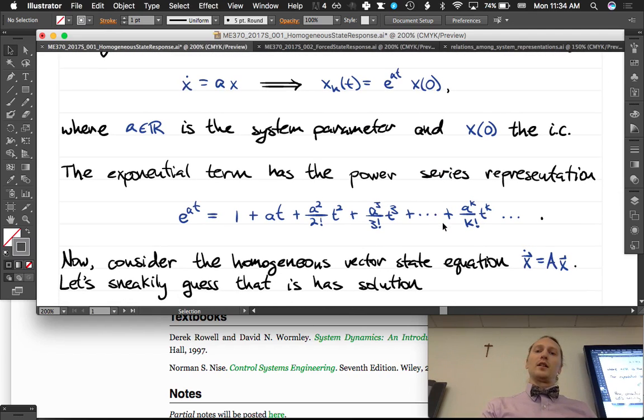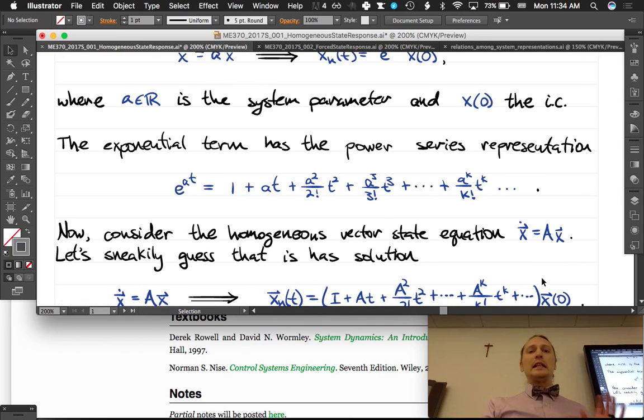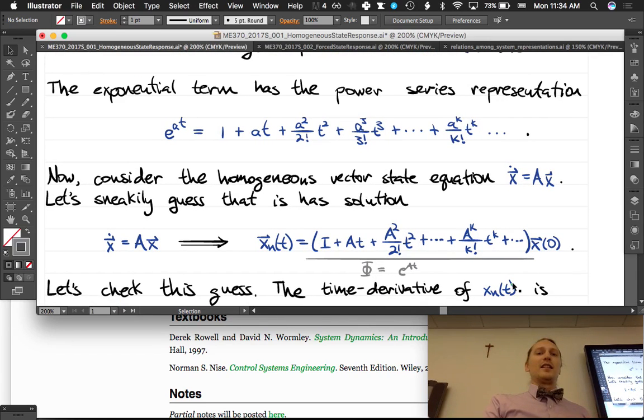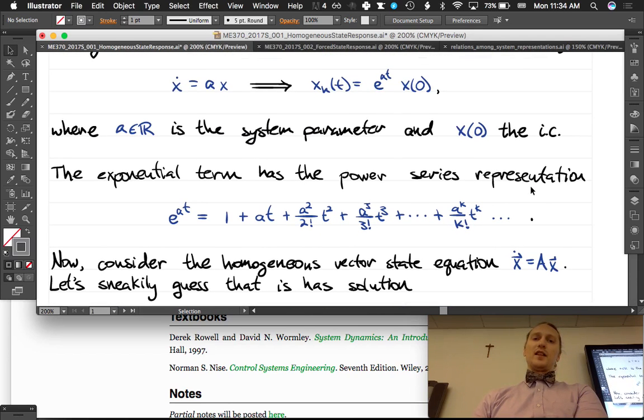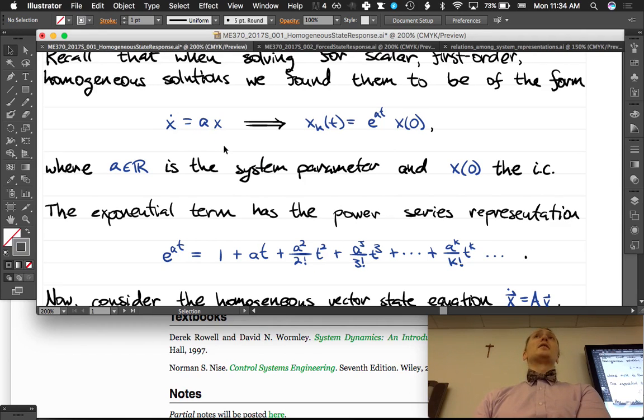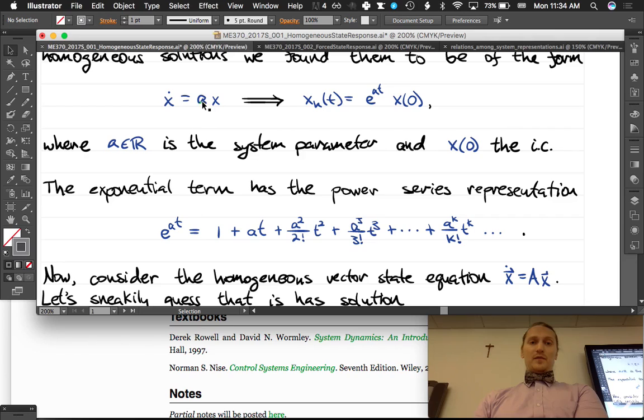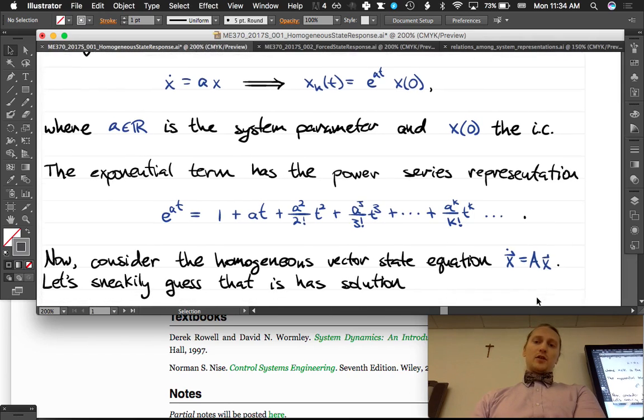So we'll go back down here. X dot equals ax. We want to solve this. So we want to say, for the state equation, simplest case, homogeneous case, no inputs, how do we solve it? That's what we're going to go for first. So let's sneakily guess that it has this solution, okay? The homogeneous solution is something very analogous to what we have here. Because look, this looks a lot like x dot equals ax, right? They're very similar. This is the scalar one, this is the vector one.